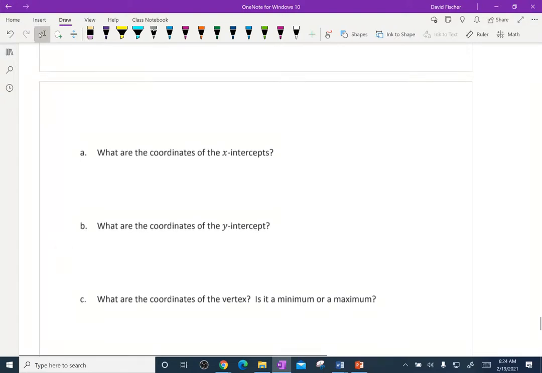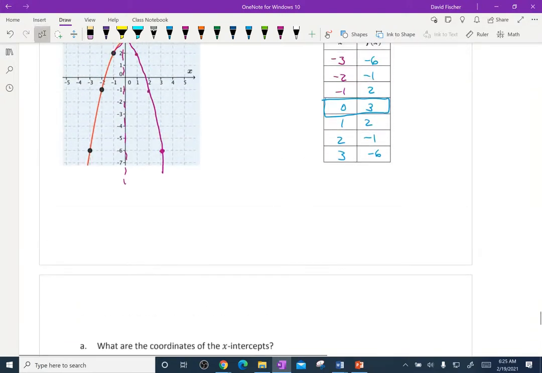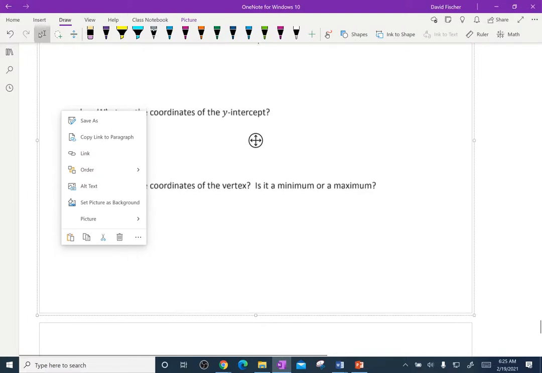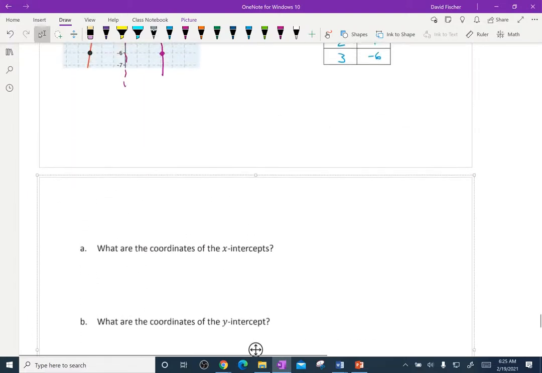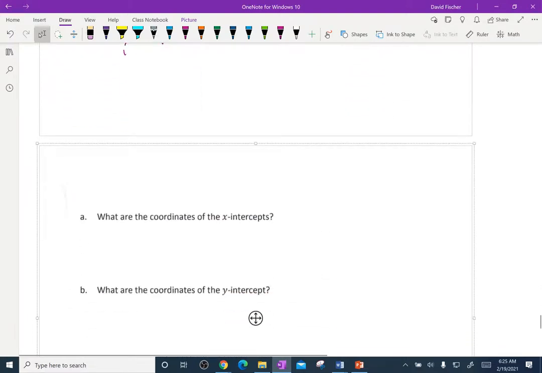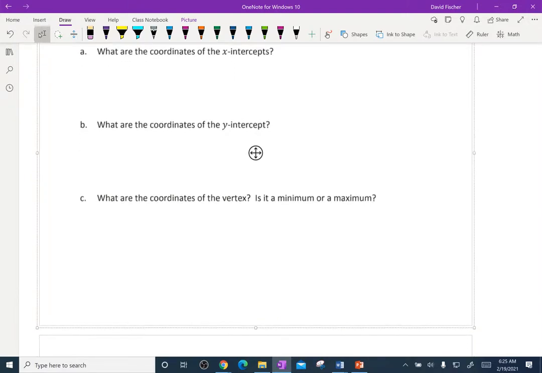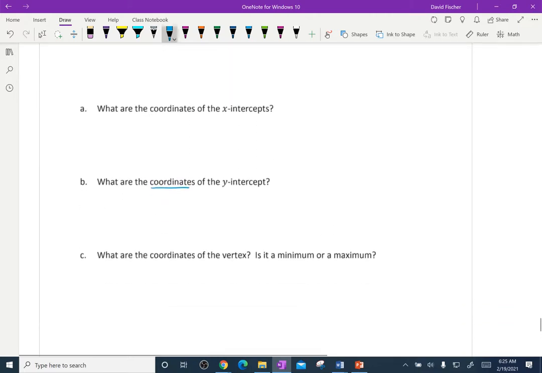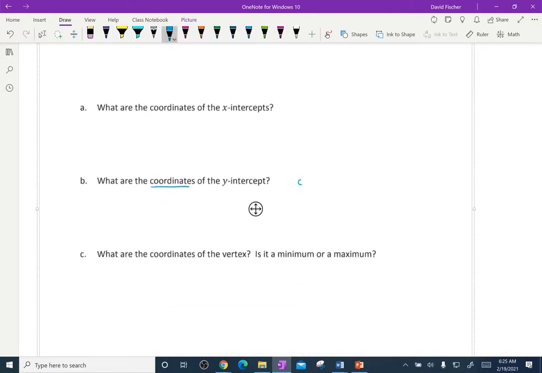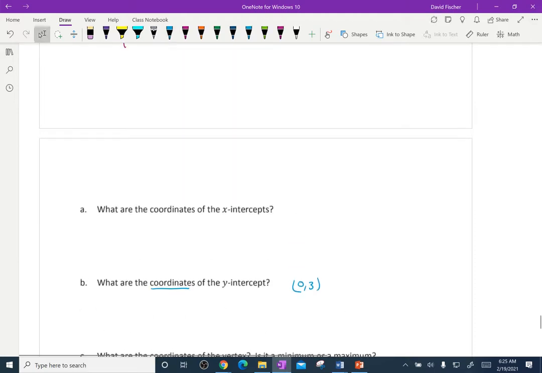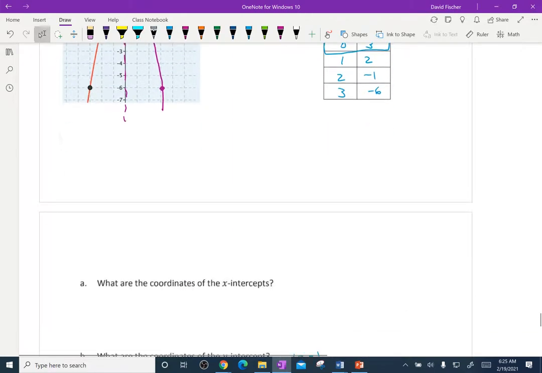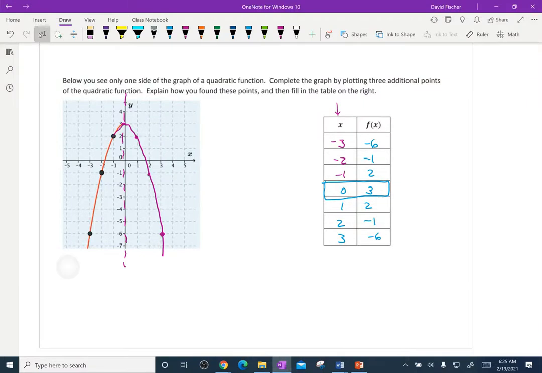Up there, what are the coordinates of the x-intercept? Right there they are. What's the coordinates of the y-intercept? Again, nice easy one. I hope you said 3. What's the coordinates of, and when they're saying coordinates, you have to write it as a coordinates. So the coordinates of the y-intercept would be 0, 3, I believe, up there. What are my x-intercepts? I had 2 of them. And then they asked what the coordinates are, so they want it written as a coordinates.